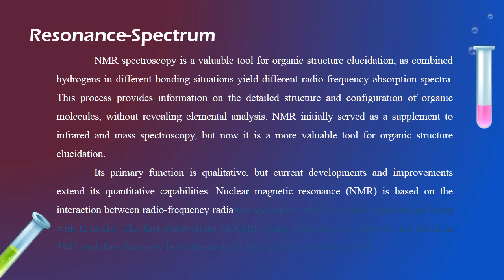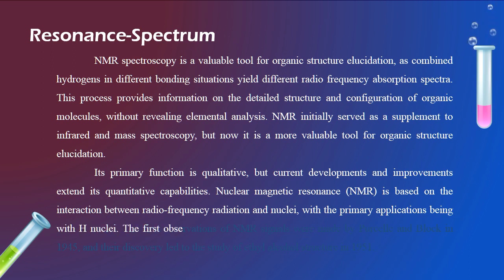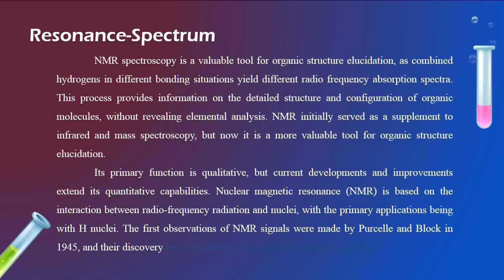Nuclear magnetic resonance, NMR, is based on the interaction between radio frequency radiation and nuclei, with the primary applications being with hydrogen nuclei. The first observations of NMR signals were made by Purcell and Bloch in 1945, and their discovery led to the study of ethyl alcohol structure in 1951.